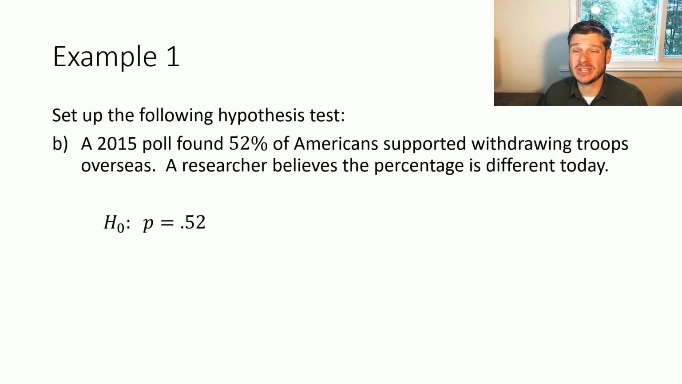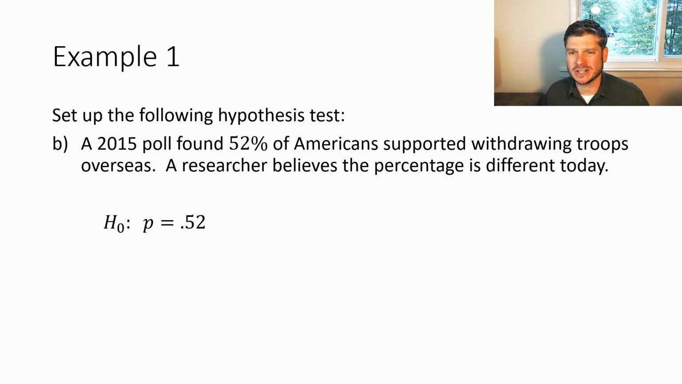We need to assume that percentage, or that proportion, is still the same. So we convert the 52% to a 0.52 proportion. We say, well, P equals 0.52. We need to assume that is true until we collect any evidence to show otherwise.